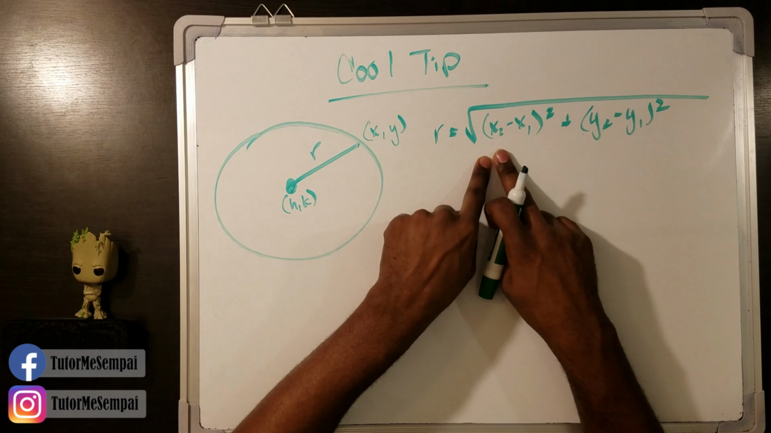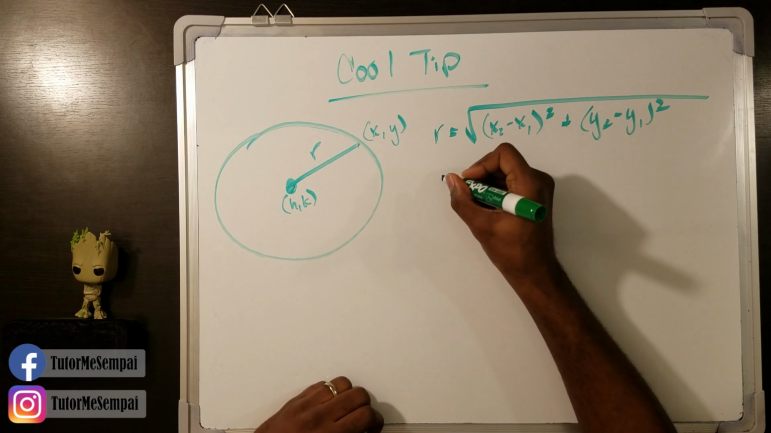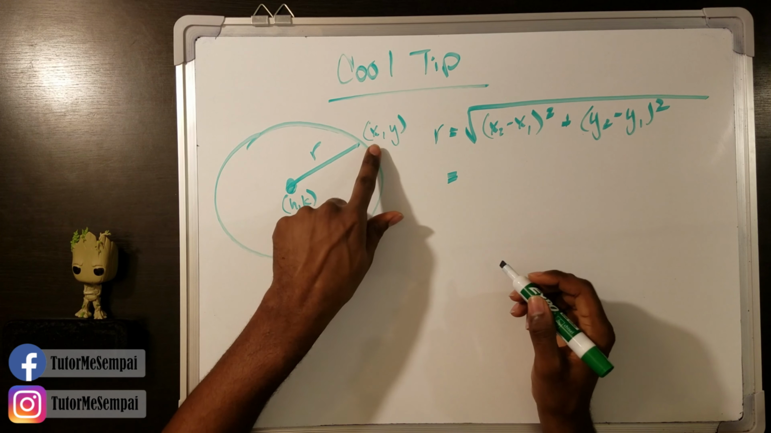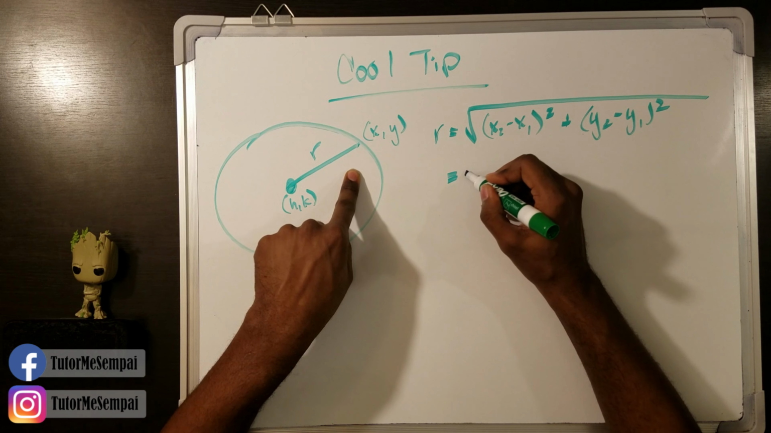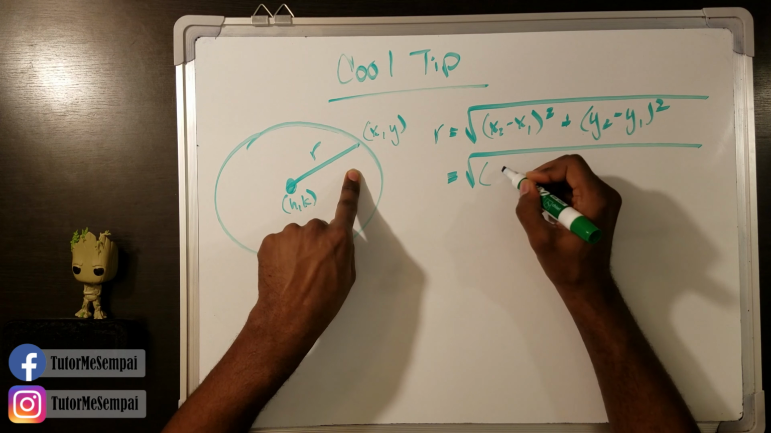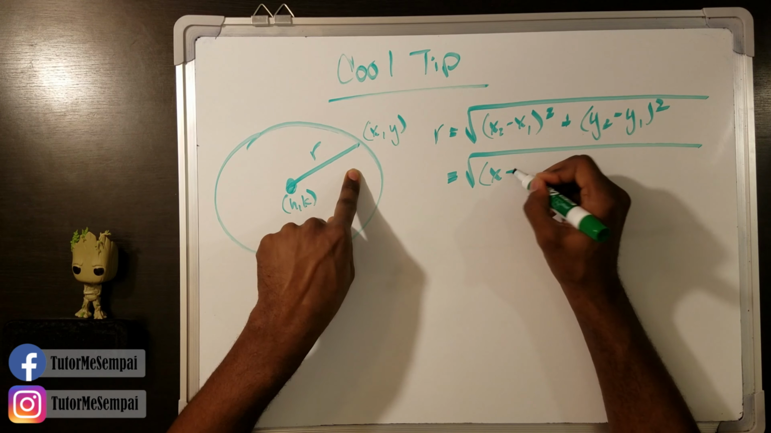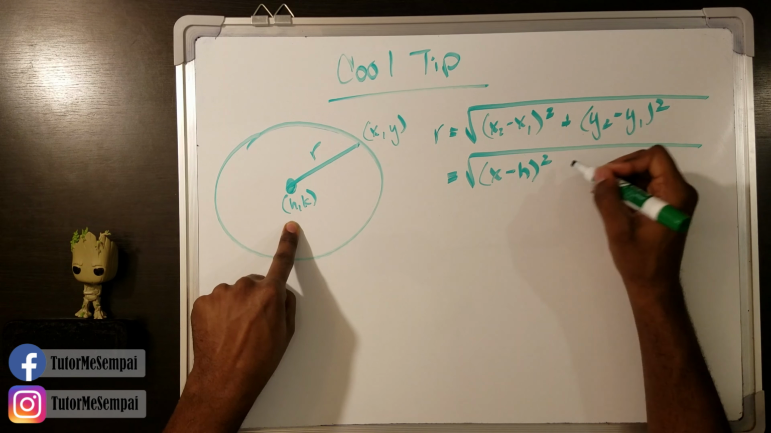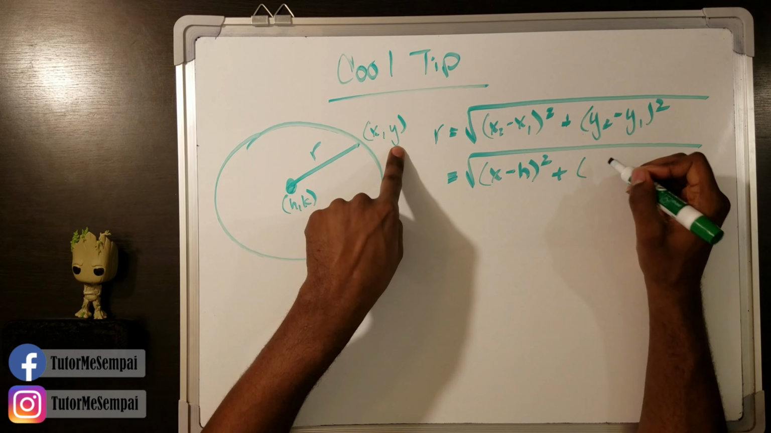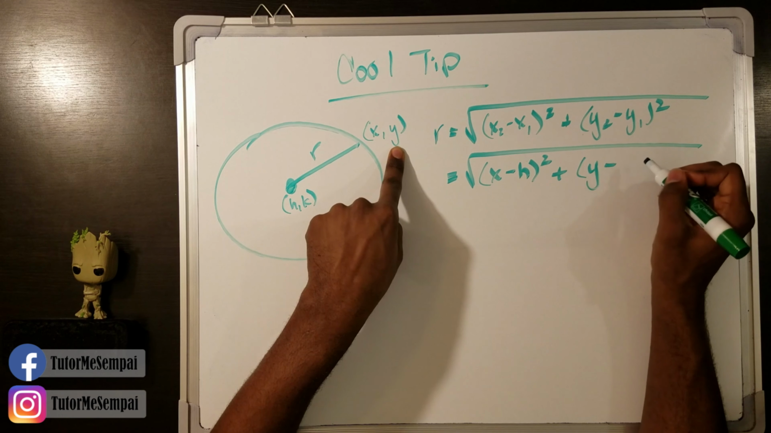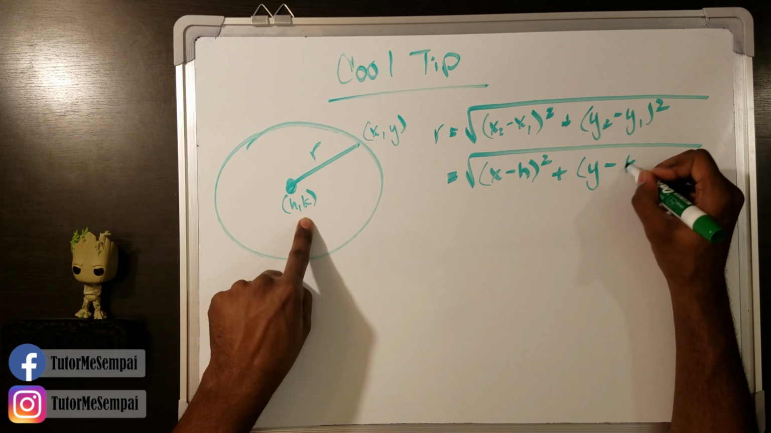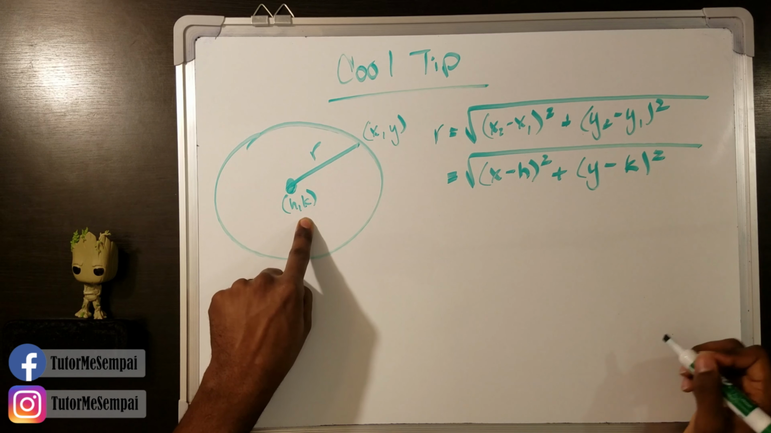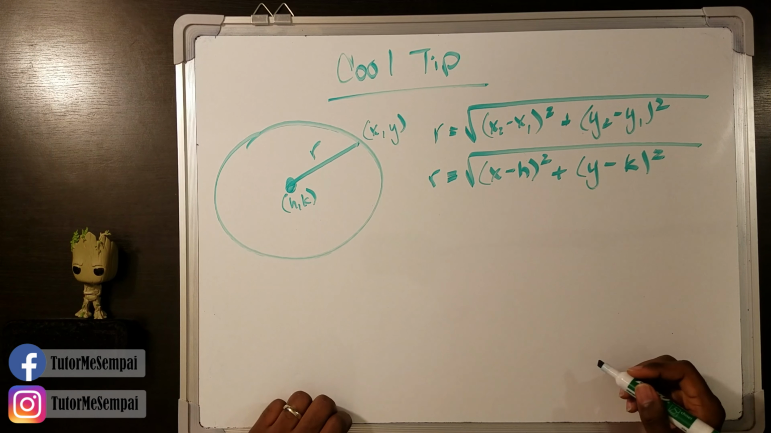Now, what's our x2 and our x1? In this example, our x2 is going to be the point on the circle that we're going to be going to. So we're going to say that's just x, right? And then our x1 is going to be this h here. So we're going to square that. And the same thing for our y. Our y2 is just going to be y here, and our y1 is going to be this k. And we're going to square that. And we have our radius.